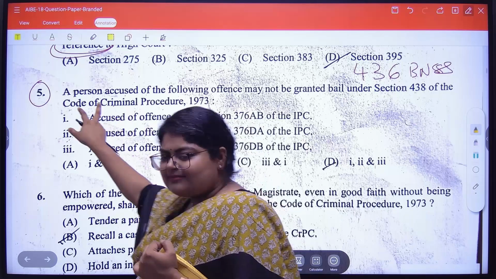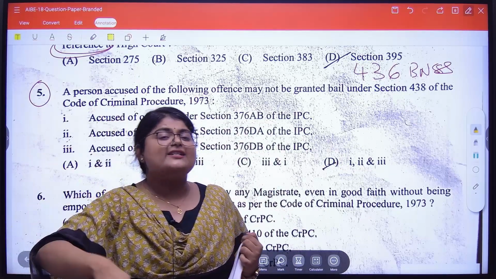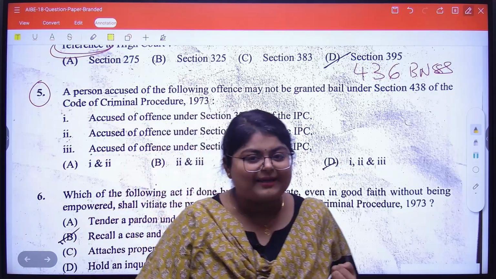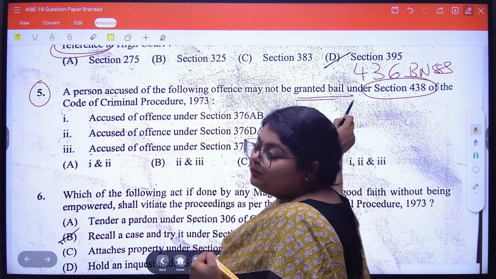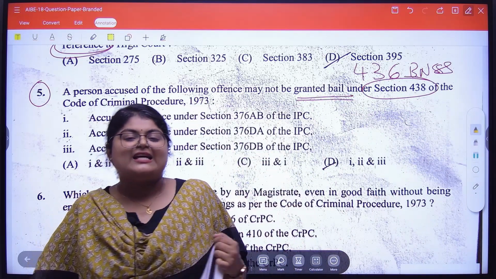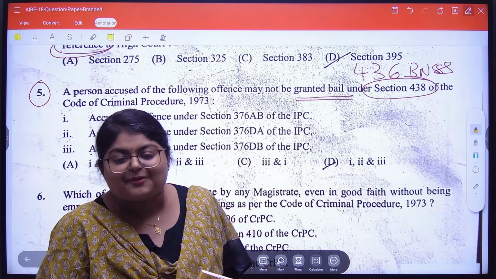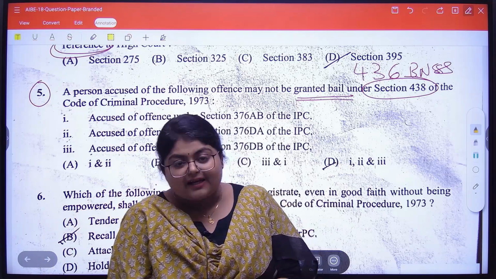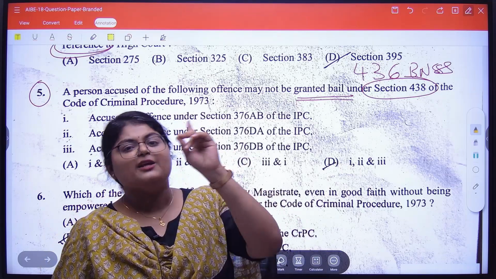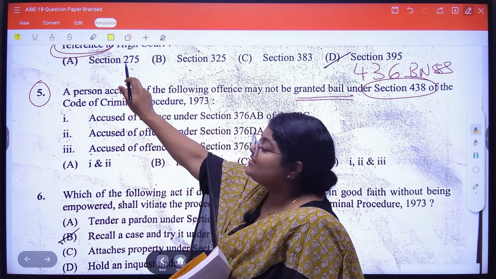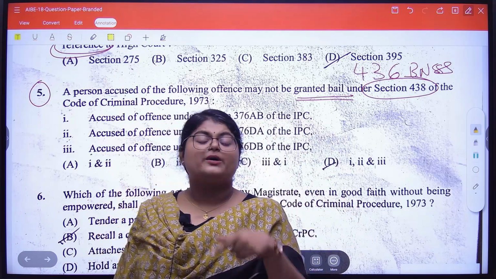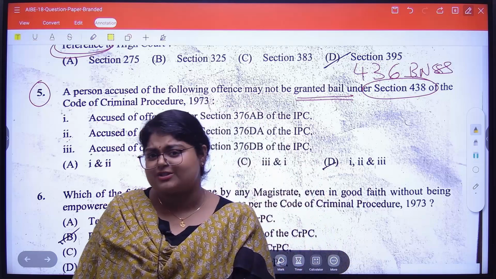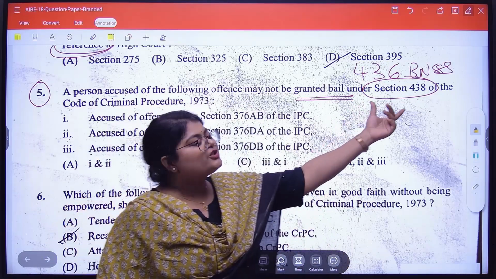For example, question number 5. I'm giving you more examples so that you understand what I'm saying. Section 438, bail conditions they are talking about. Section 438 under CrPC is anticipatory bail. Anticipatory bail, very important question. Reference, very important question. Can be repeated once again? Yes, previous year questions can be repeated. Same topic questions will come. Only the section number will change.